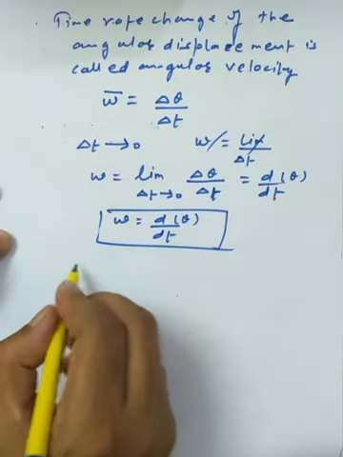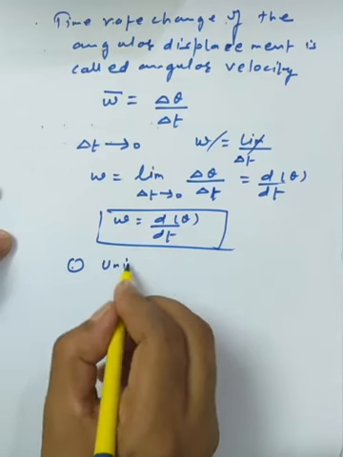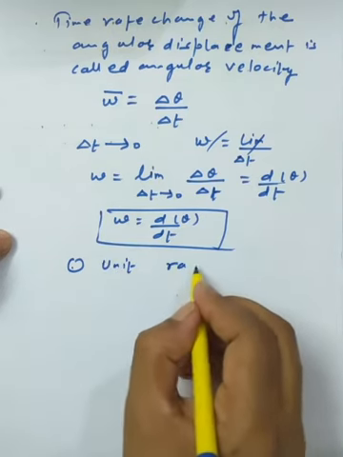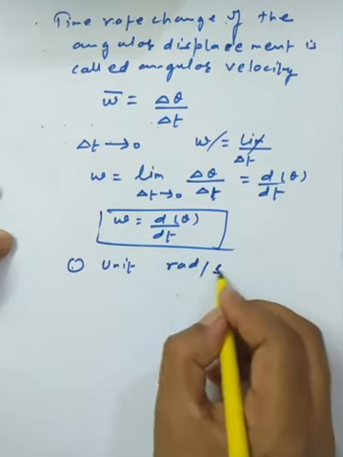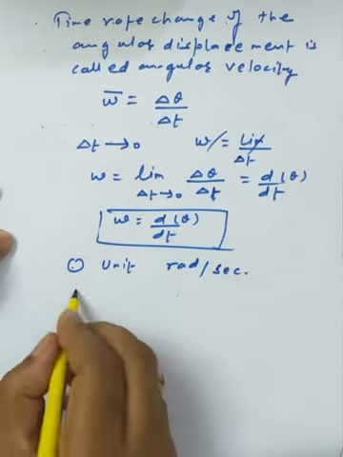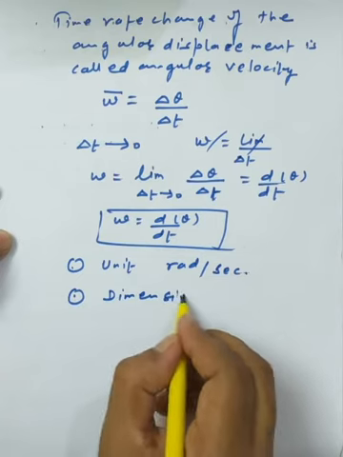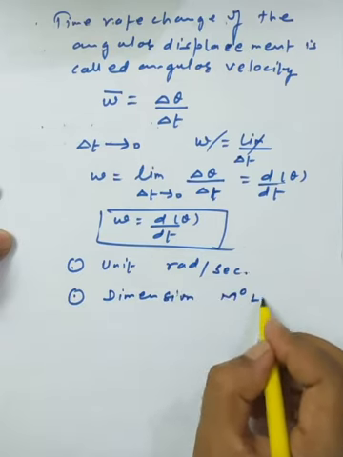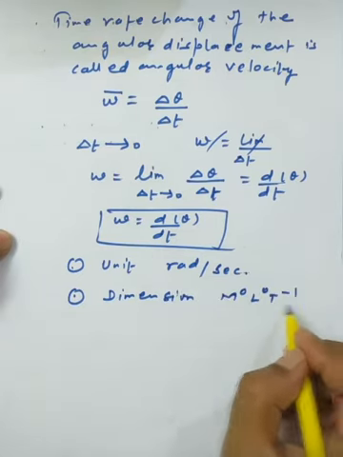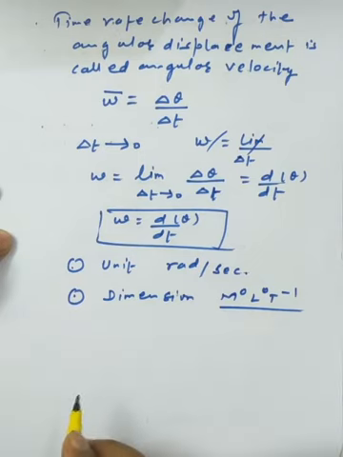Okay, now we consider the unit. So what is the possible unit we have? That is called the radian per second. Okay, this is the unit. And what is the possible dimension we have? Dimension is M^0 L^0 T^-1. This is the possible dimension we have.